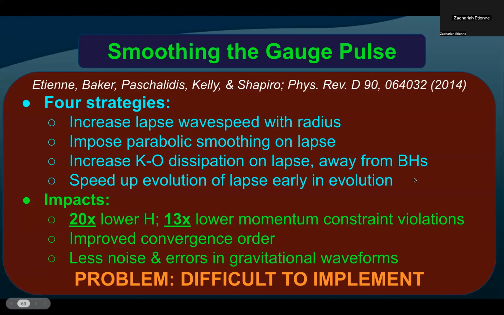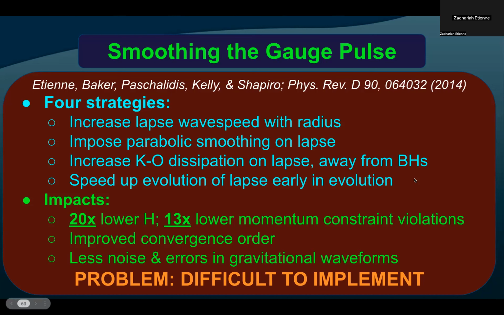There we go. So I published a paper in collaboration with the NASA Goddard group and Illinois group, back in 2014, that focused on 4 strategies for mitigating this problem. And what we found was applying all these approaches resulted in a Hamiltonian constraint violation a factor of 20 lower, momentum constraint violation a factor of 13 lower. The bottom line is that a large majority of our numerical errors in these binary black hole evolutions in numerical relativity are caused by this wave, this sharp lapse feature, a large majority.